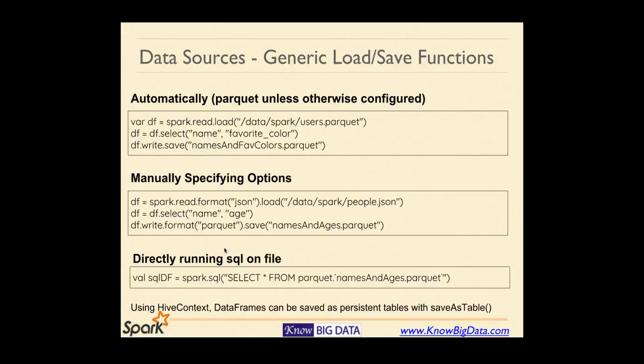Sometimes you may want to specify a format such as JSON. You could say spark.read.format JSON, or you could simply say spark.read.json and then the whole file name. So these are the two ways of doing it, the way we did earlier and this way. Then we are saying df.select, picking up these two columns, and that's it. This we have already done once.